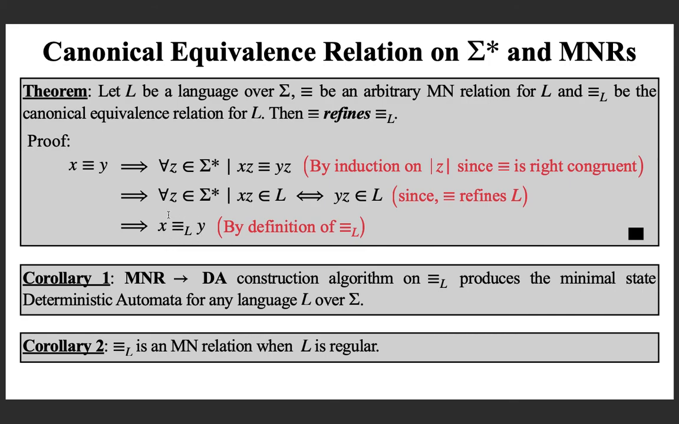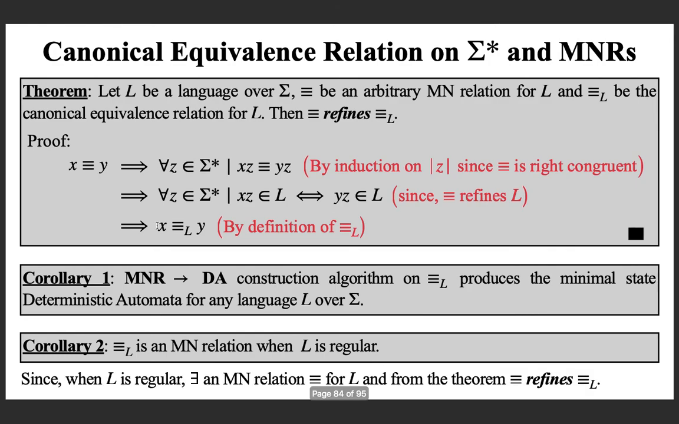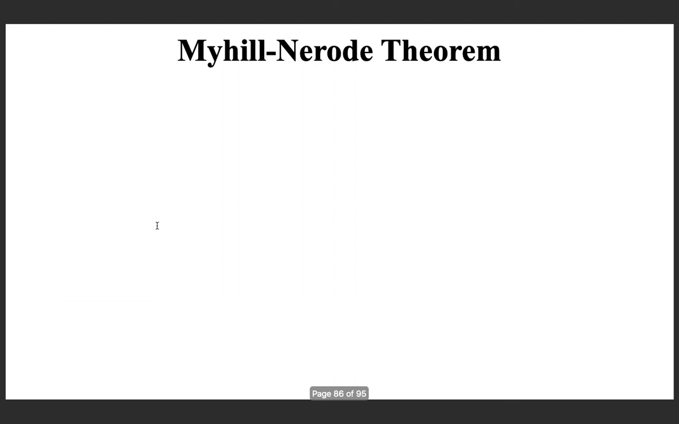That means the number of equivalence classes of the canonical relation is finite, because the Mn relation has more equivalence classes, and because it is regular and an Mn relation, there are only finitely many. If it is K, it is guaranteed that the number of equivalence classes of the canonical relation will be less than or equal to K, which follows from the refinement relation between these two relations. Okay. And now it's time for us to state and prove the Myhill-Nerode theorem.